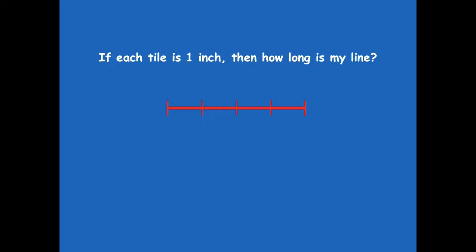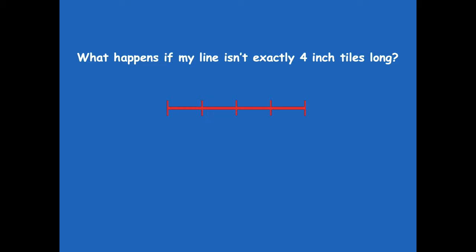So if each tile is 1 inch, then how long is my line? So 1, 2, 3, 4. It's 4 inches. My line is 4 inches long. So it took 4 tiles to go from the start to the end.